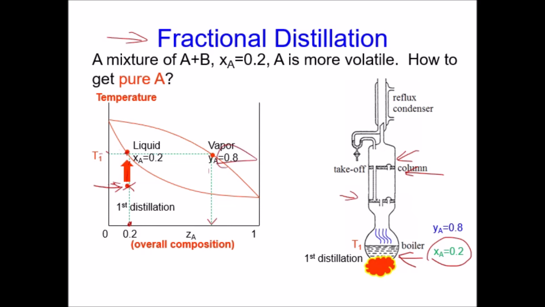As we showed before, A is more volatile because it has a lower boiling point, so the gas phase has a higher concentration of A than the liquid phase. Now, if you look at the right side, the setup of this fractional distillation, the vapor phase above the liquid has a concentration of 0.8. This gas phase goes up, and when it goes through the first plate, it starts to condense and becomes a liquid.